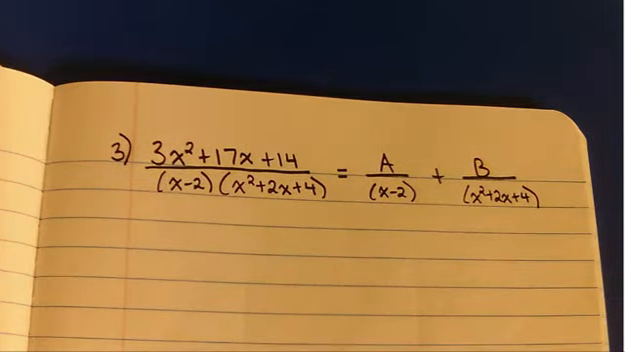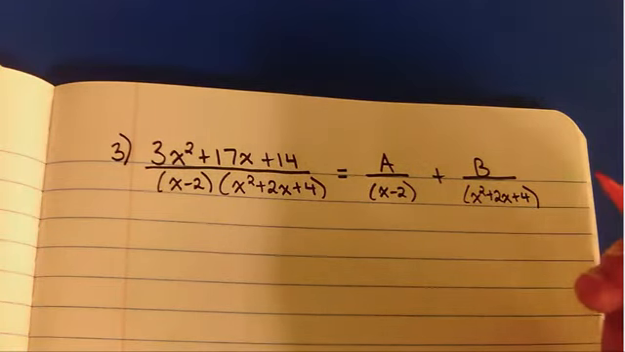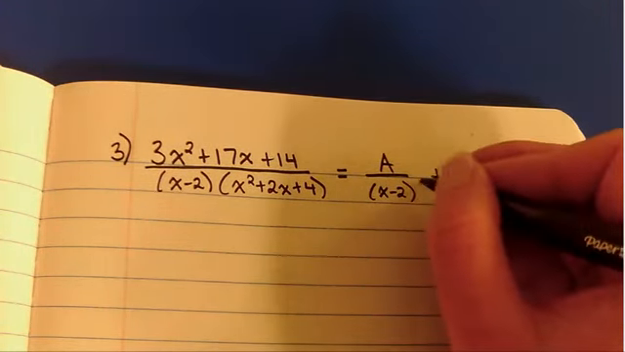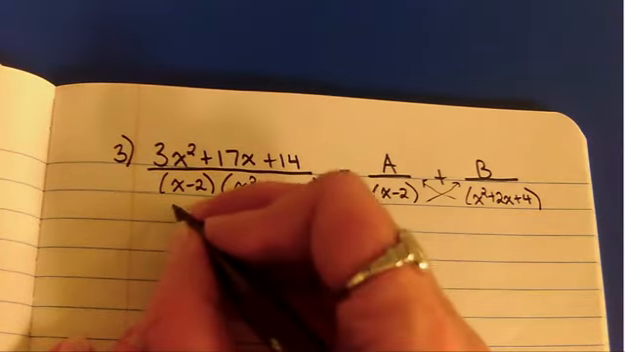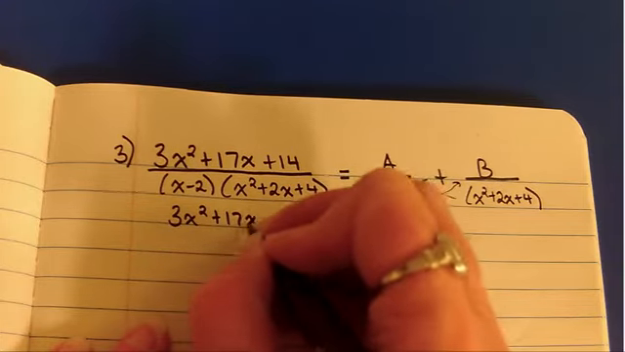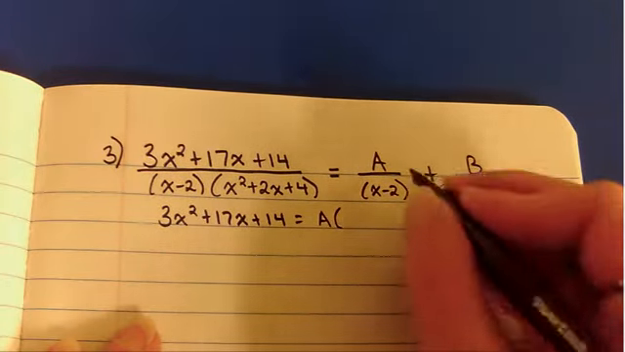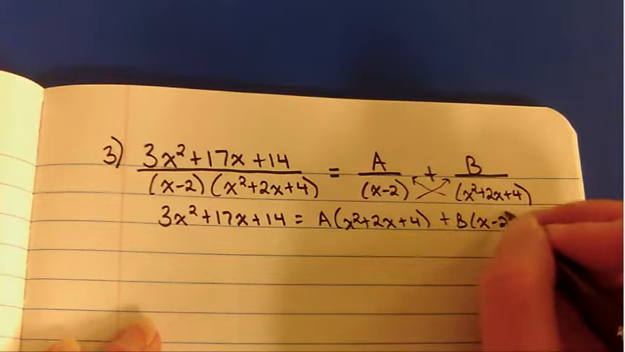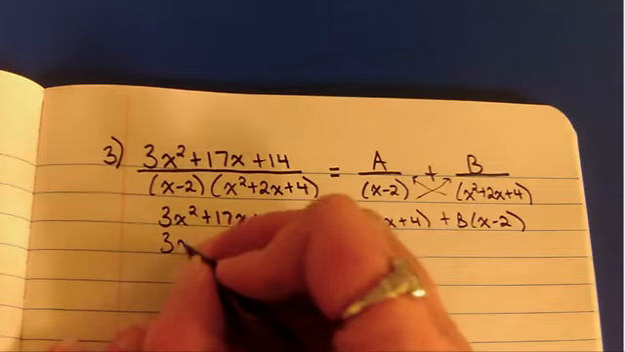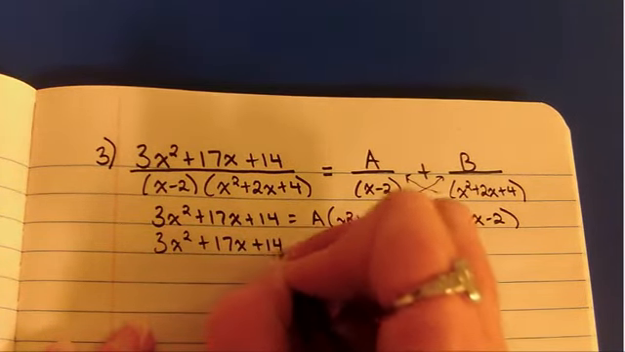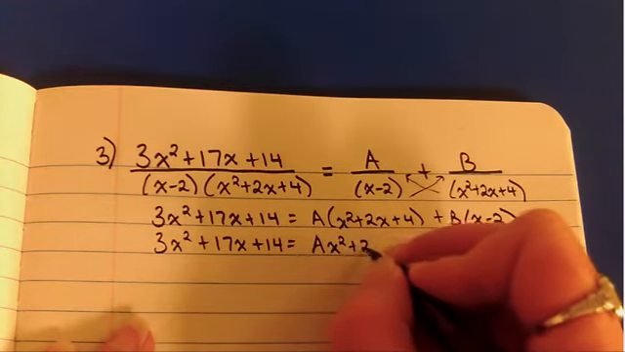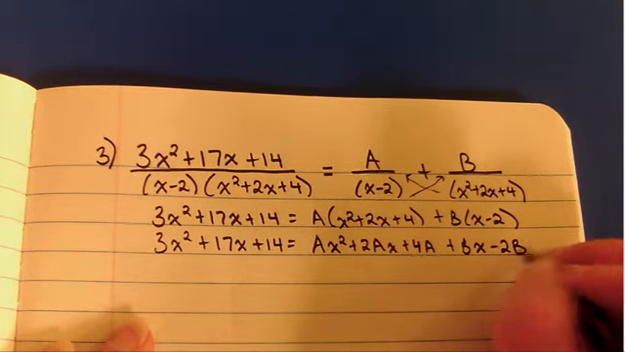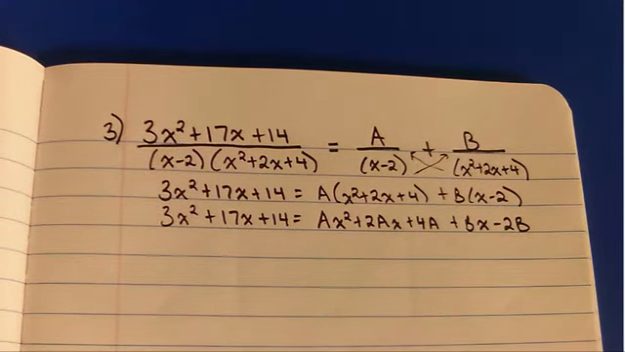To get this to have a common denominator, I would have to multiply the top and the bottom by x squared plus 2x plus 4, and this one by x minus 2. Once you kind of get the hang of it, you're really multiplying by the other denominator. So this is going to be a times x squared plus 2x plus 4, and then b times x minus 2. Distribute. Match up the like terms.